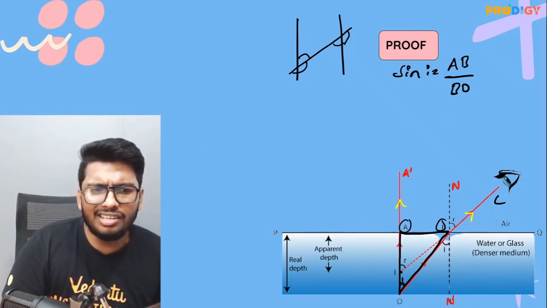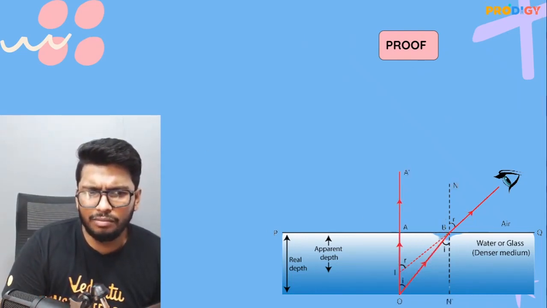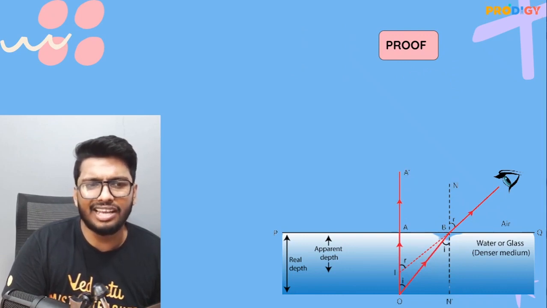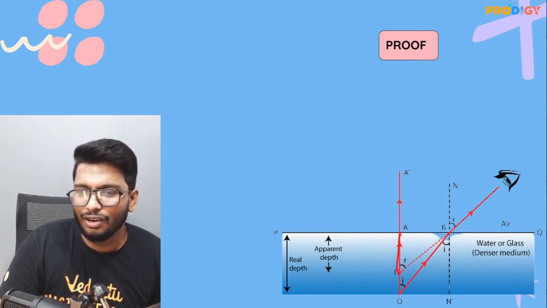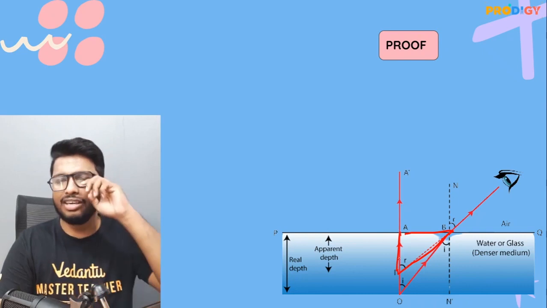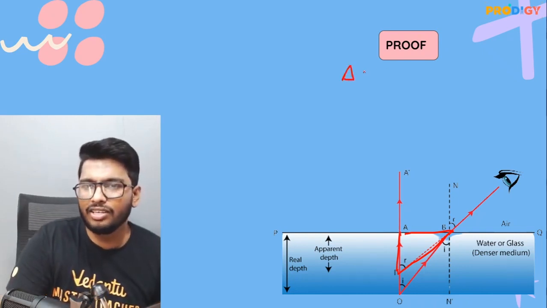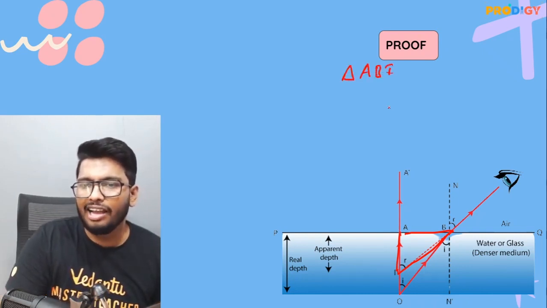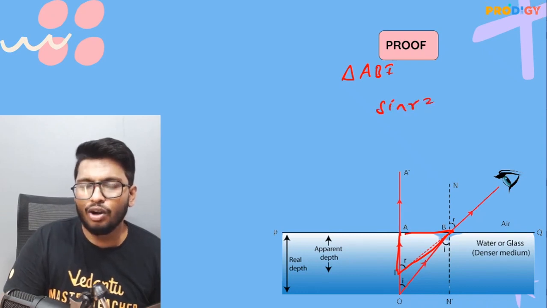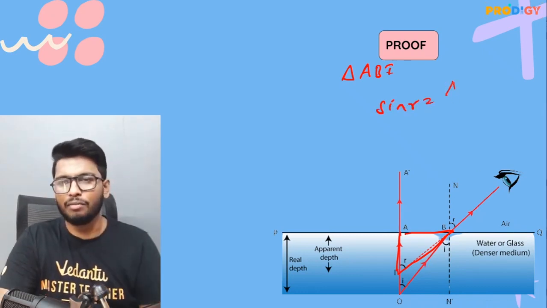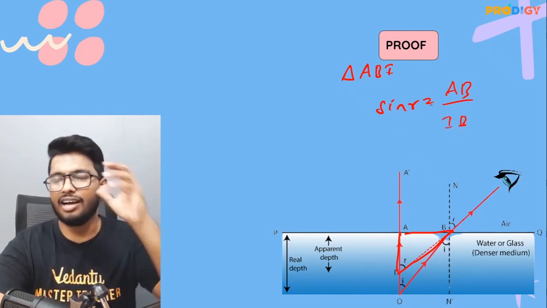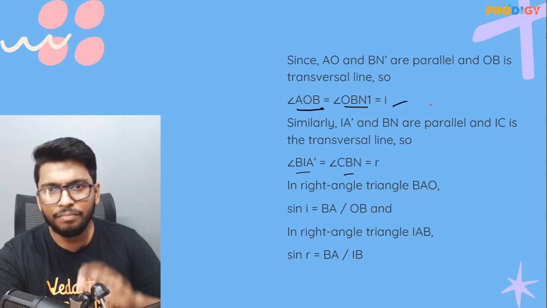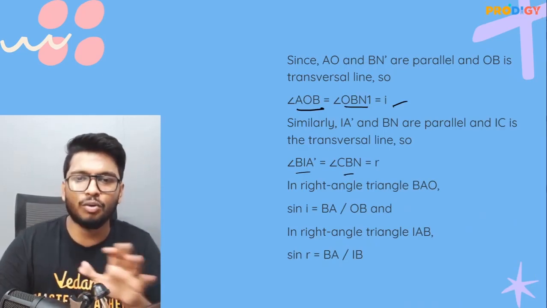Now I'm going to take the other triangle. I'm just going to erase this one. Now, let's take this other triangle, which is nothing but ABI. If I take triangle ABI, I know that sin R is equal to opposite by hypotenuse. Opposite is AB and hypotenuse is IB. Simple. So sin R is AB by IB. That's what you got here.